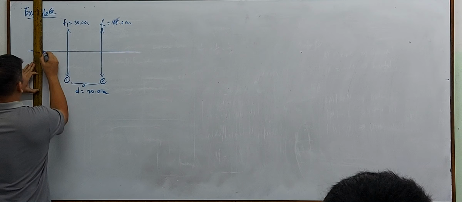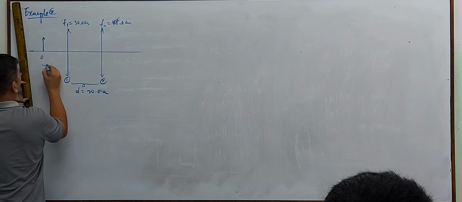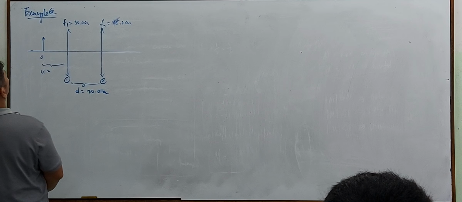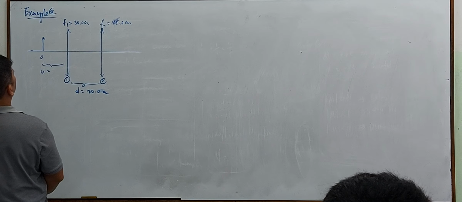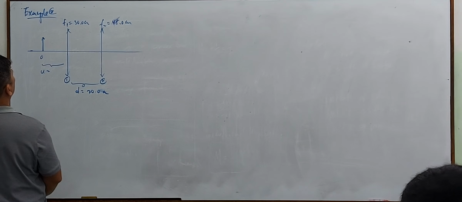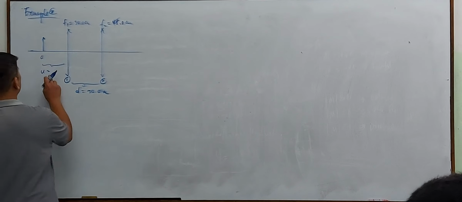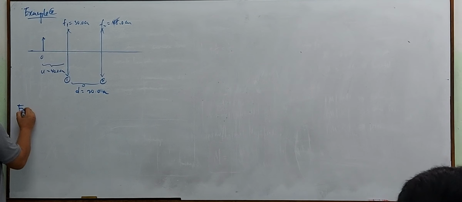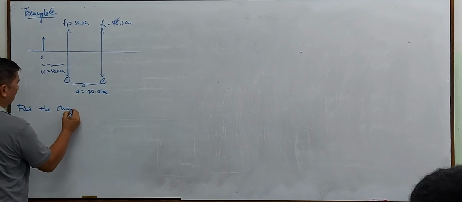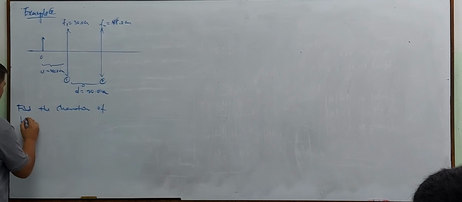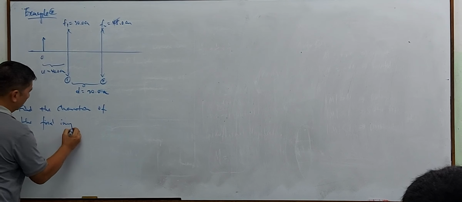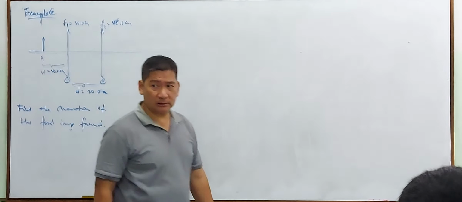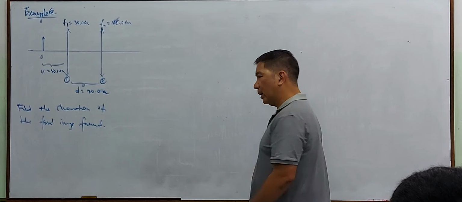This one is offset, and the u is equal to, if I put it somewhere around f and 2f, let's say, 40 centimeter. Okay. So find the characteristic of the final image formed. Final image, that means you have more than one image. 2 images actually. Image number 1, image number 2.